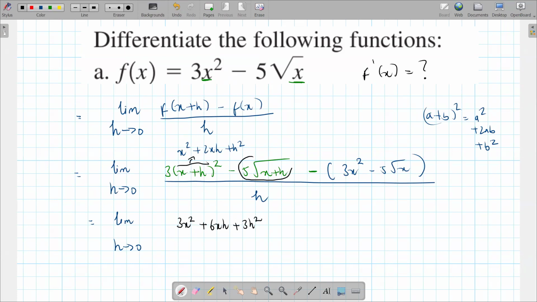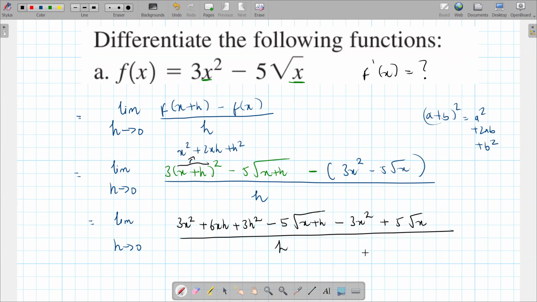Can we open this root? Would that be root 5x plus root 5h? Can we do that? So can we distribute this 5 inside is the question. And the answer is no, you can't. You cannot open a root. You can open brackets, but a root is not a bracket. So that one we can't do anything. Minus 3x squared as well, 3x squared. And that minus at the end becomes root 5x.